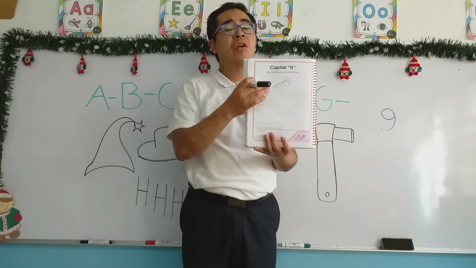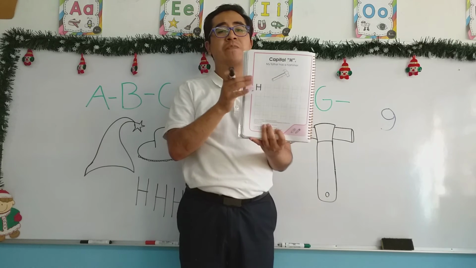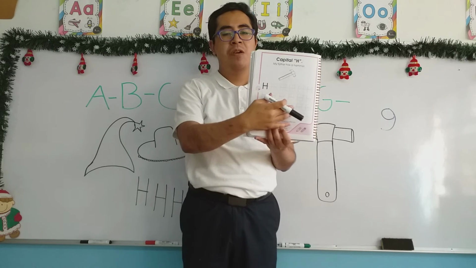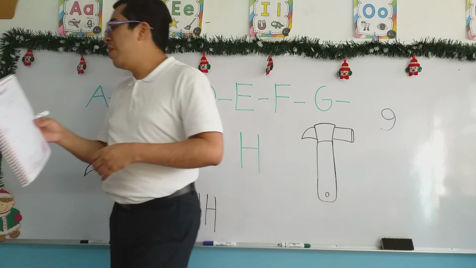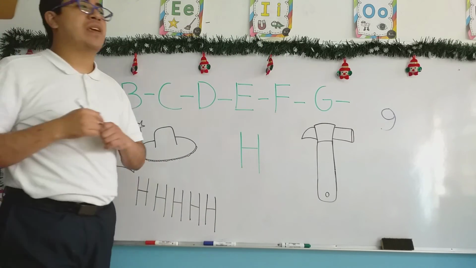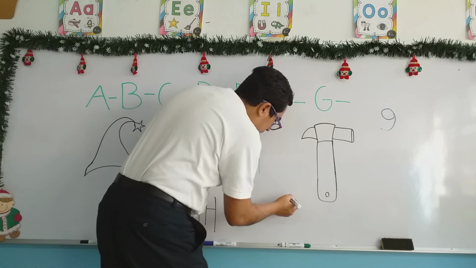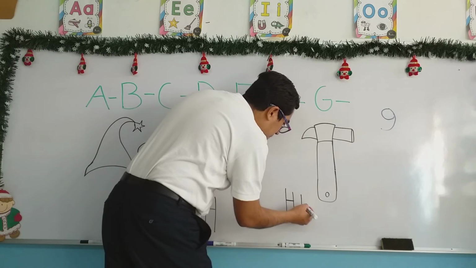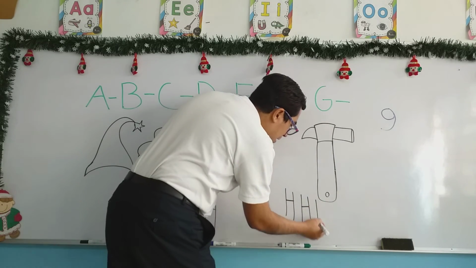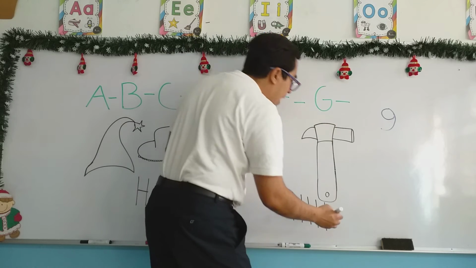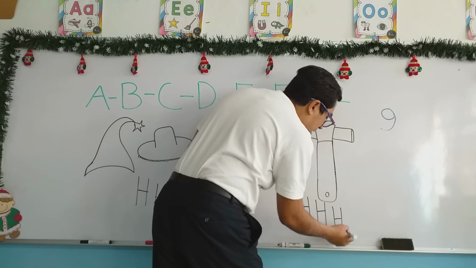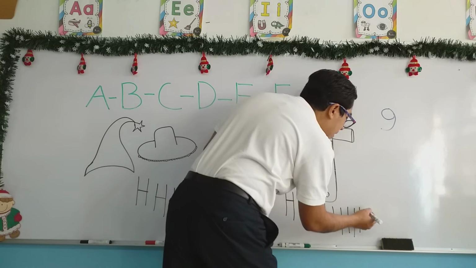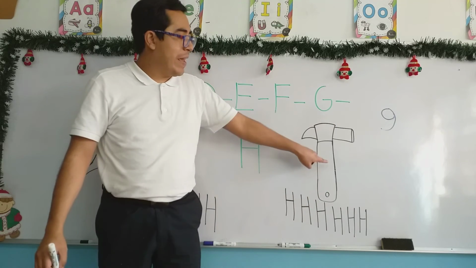The same instructions, my children. The important part of this activity is to trace all capital H, okay? All of them, remember, while we are tracing it, repeat the name of the new letter. Mientras remarcamos, repitamos el nombre de la nueva letra. Capital H, capital H. Capital H is for hammer. Hammer in Spanish, martillo. And a hammer, it's an object that begins with capital H.